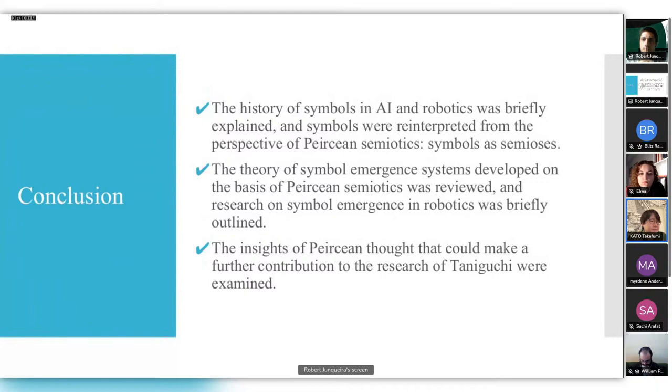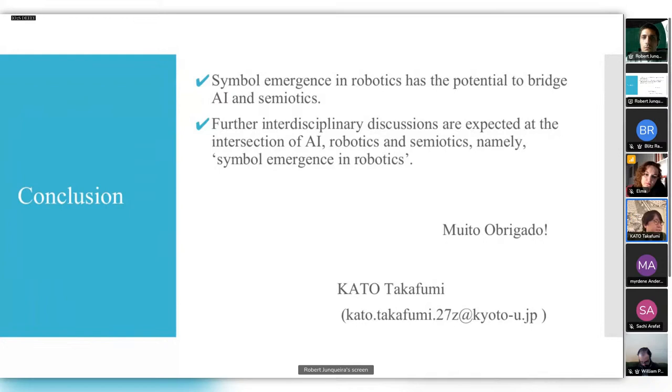Second, the theory of symbol emergence systems developed on the basis of Peircean semiotics was reviewed, and research on symbol emergence in robotics was briefly outlined. Third, the insights of Peircean thought that could make a further contribution to the research of Taniguchi were examined. As discussed in this lecture, symbol emergence in robotics has the potential to bridge AI and semiotics.